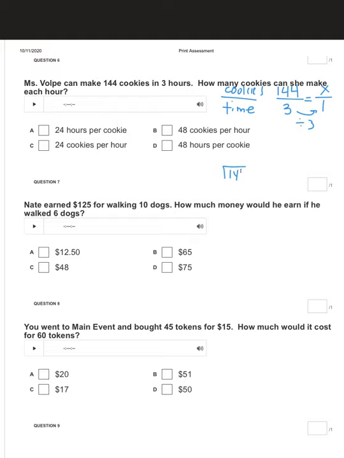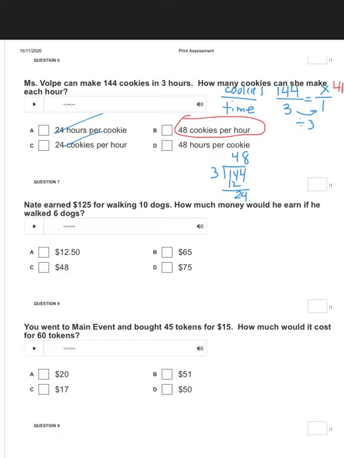144 divided by 3. 3 goes into 14 4 times, and 8. Okay, so it's 48, so that one and that one are out. But now both of these remaining answers say 48. You got to read carefully. It's 48 what? Well, 48 is the amount of cookies in 1 hour. So we want 48 cookies per hour, not 48 hours per cookie. We want 48 cookies for 1 hour.